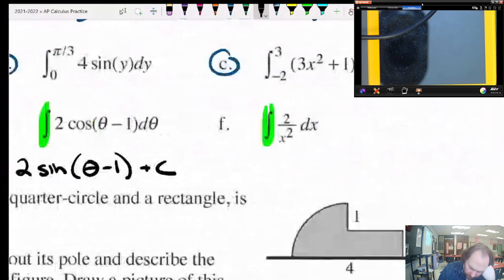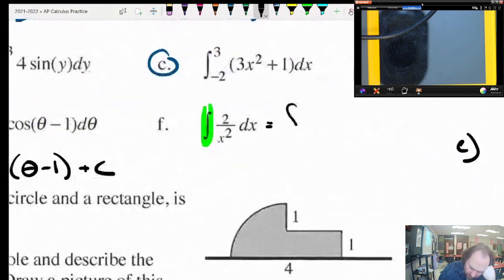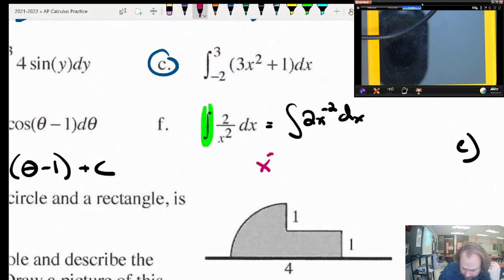And question F, don't panic about that x squared on the bottom. This is 2x to the -2nd power dx. So the antiderivative here would be something x to the -1st, -2, plus c. That would be it. You could, I suppose, make it -2 over x, if you want it to be fancy, plus c.